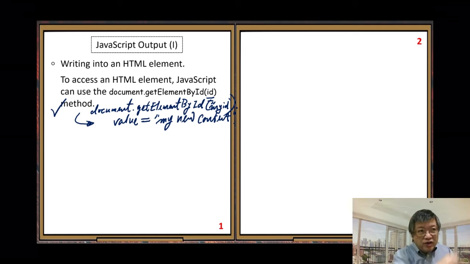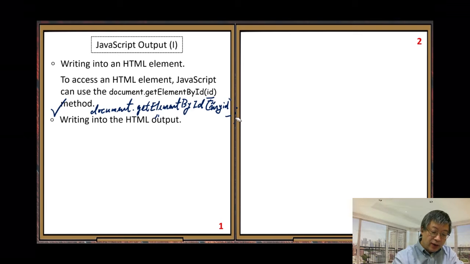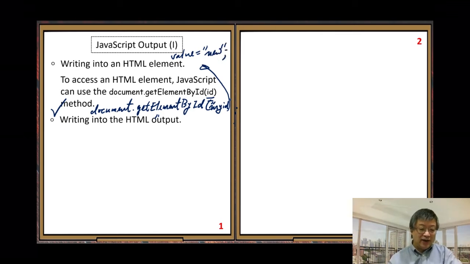So that is the first way to write something using JavaScript. I have to erase, I just leave part of it. So value equals double quotes new, I just put new, semicolon. How about that? So that is writing into the HTML output.